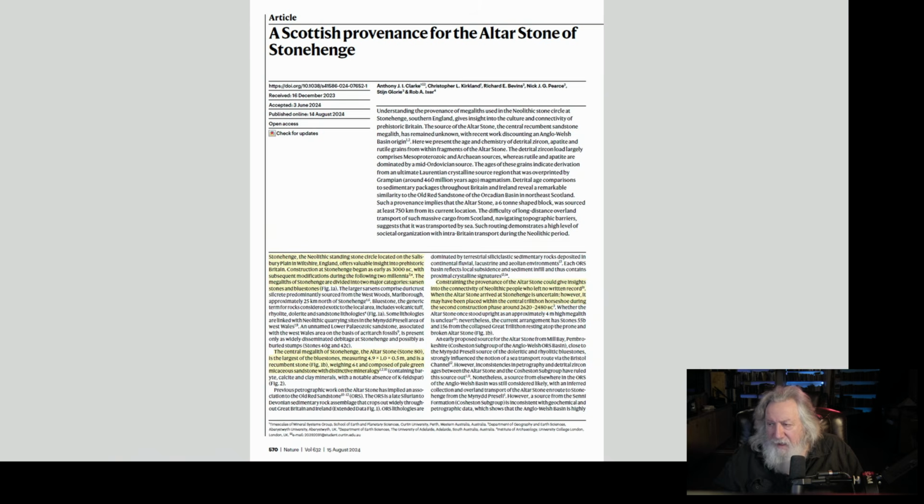An unnamed Lower Paleozoic sandstone associated with the West Wales area on the basis of fossils is widely disseminated as debitage, which is the flakes and the wastage left over from quarrying and from shaping stones, flint knapping, and so on. So it's widely disseminated at Stonehenge. But now here's where we get to an anomaly. The central megalith of Stonehenge, the altar stone, is the largest of the blue stones.